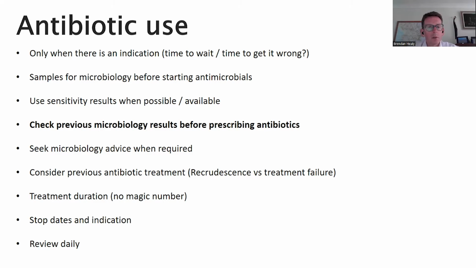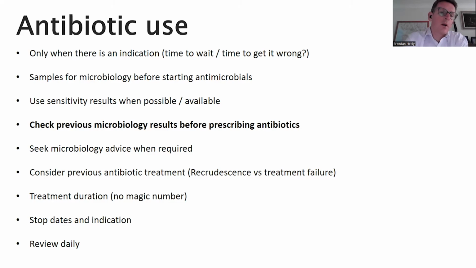We always want to get samples for microbiology before starting antimicrobials. There shouldn't be any delay in collecting them in the critically ill setting. So a non-directed bronchial lavage, sputum, whatever your choice of sampling is, blood cultures, urine when appropriate, feces when appropriate, etc. Again, just to highlight the importance of checking previous microbiology results before prescribing antibiotics.